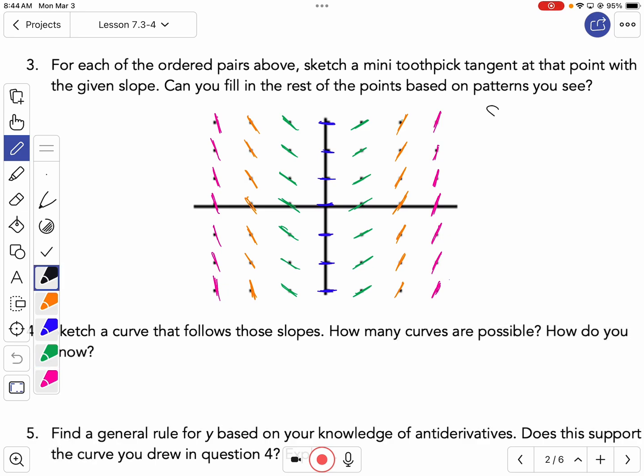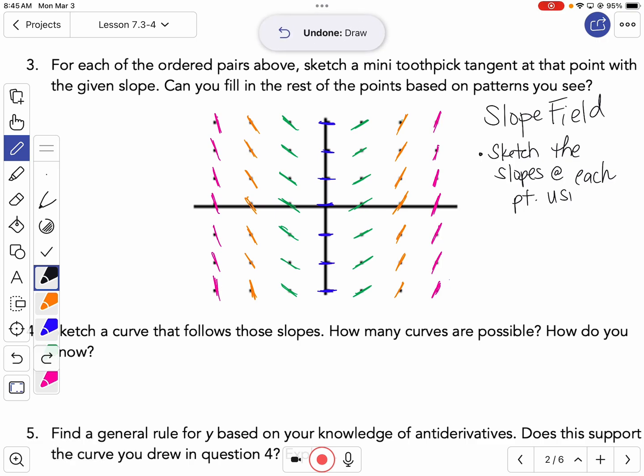This is called a slope field. It's where we take the little bitty slopes at each point. It's where we sketch the slopes at each point, and we use our differential equation to figure it out.